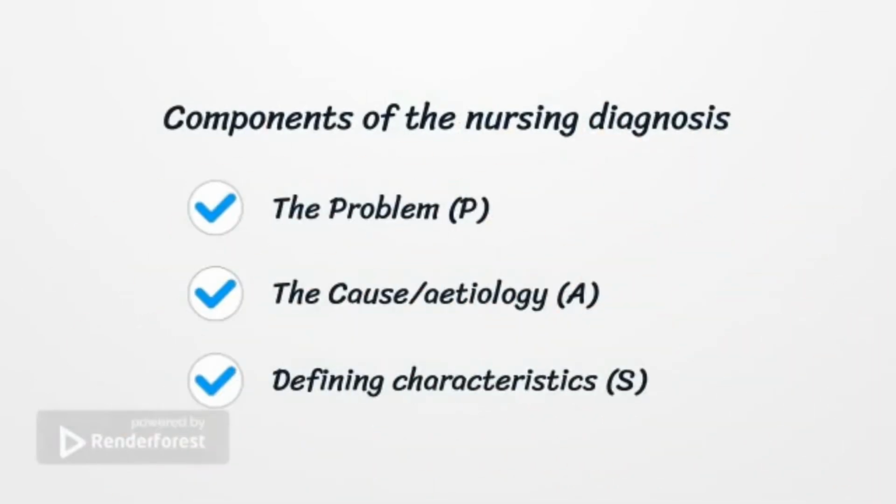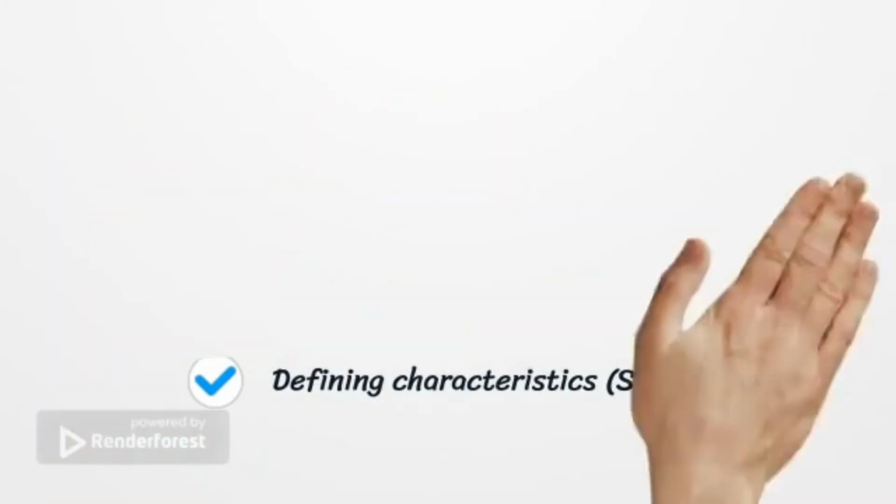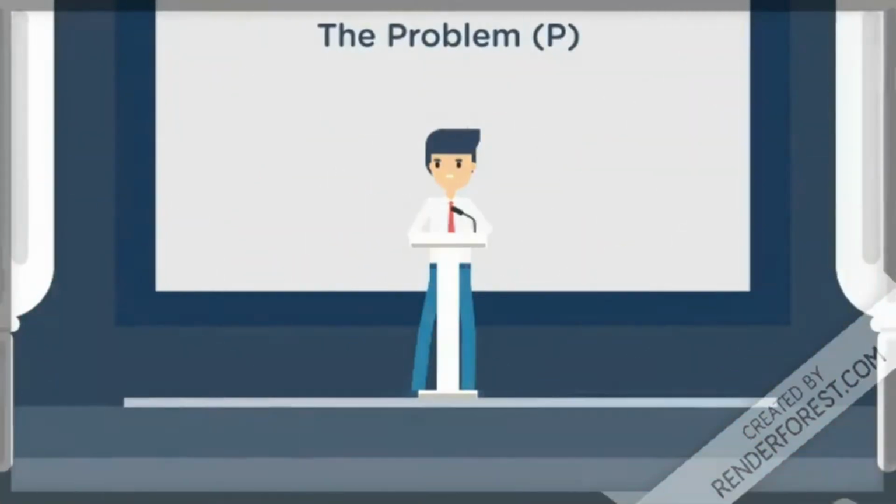So the components of the nursing diagnosis, we have three components. We have one, the problem, which goes for P. We have two, the cause or the etiology, which goes for A or E, depending on which type of English you are using. But I am using etiology, which starts with an A. And then we have the defining characteristics, which goes with S for signs and symptoms. Defining characteristics is the same as signs and symptoms, so I use S for them. Now, let's take them one after the other. We are taking the problem first.